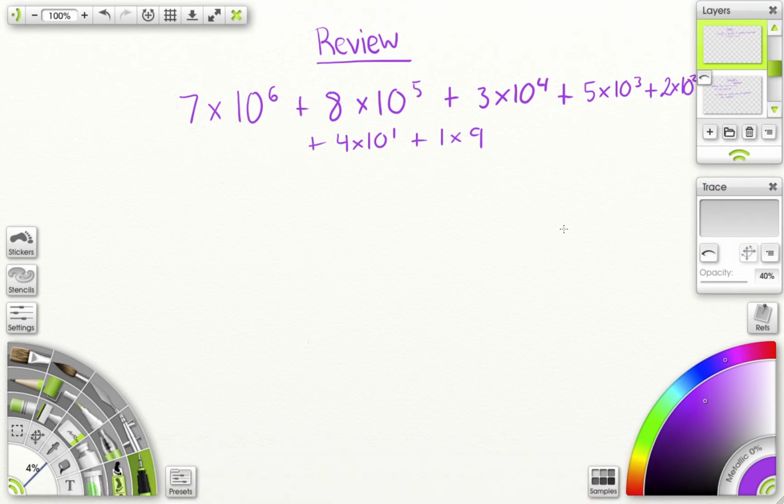So for our review, I'm just going to quickly go through it because you guys have been killing it with how awesome you've been doing. So I'm not going to spend too much time on it. So right now I'm going to break these down into separate sections. So 7 times 10 to the power of 6 plus 8 times 10 to the power of 5 and so on. So I'm just going to break these down into my separate sections.